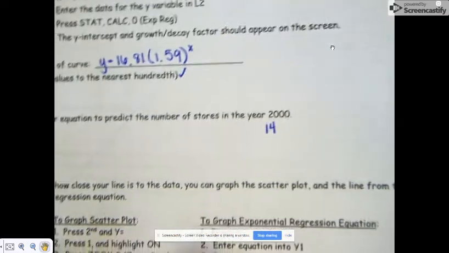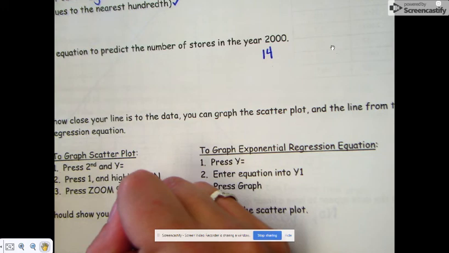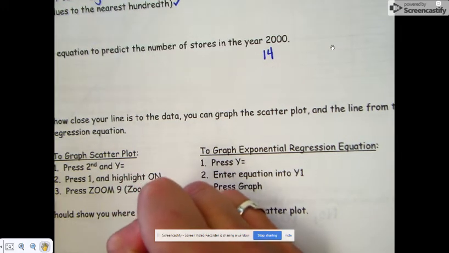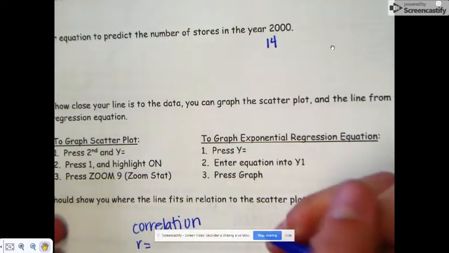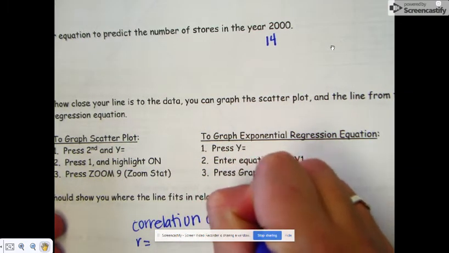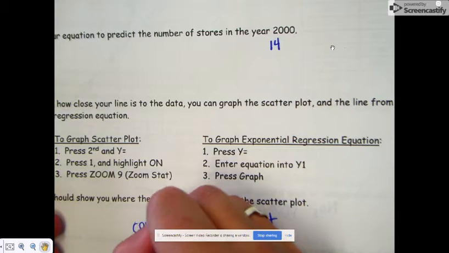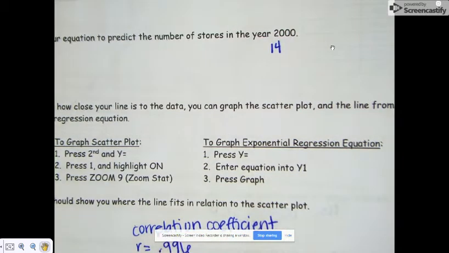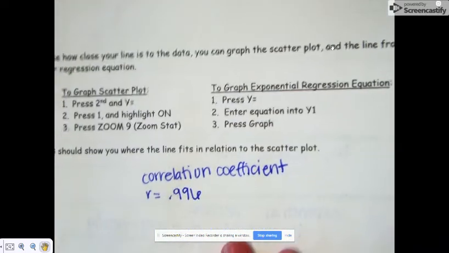So the R value, again, is the correlation coefficient. It's just telling us how good of a line that is for our data. The closer it is to 1 or -1, the better. That's 0.996, which is very high. It's very close to 1. So that means that this model is perfect for our data.